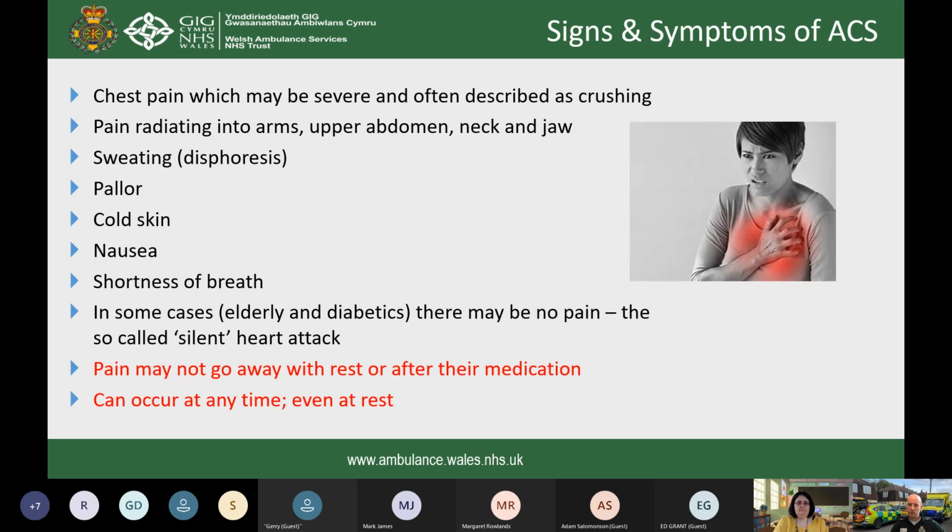Why it's important: pain will not go away with rest or medication. So if you've given them a GTN and it's been 15 minutes, then we're going to go down the ACS route. It can occur at any time, even at rest. So your key history is I've woken up with severe chest pain, or the chest pain has woken me up. That is a red flag for you. It can be mistaken for indigestion as well.